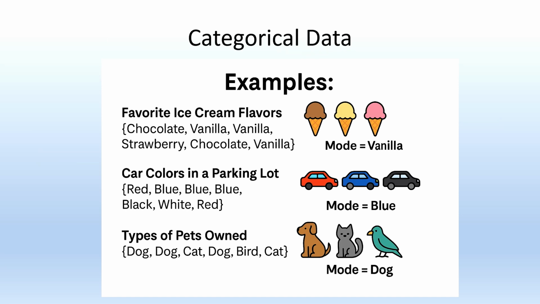Let's look at some examples to give you an idea of what categorical data means. Say you polled several people and asked, what's your favorite ice cream? Chocolate, vanilla, strawberry, chocolate, vanilla. Well, vanilla is the most common, so that would be an example of categorical data.